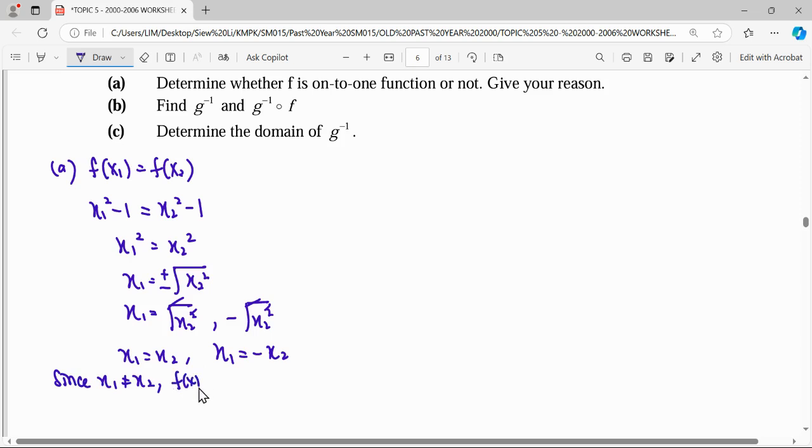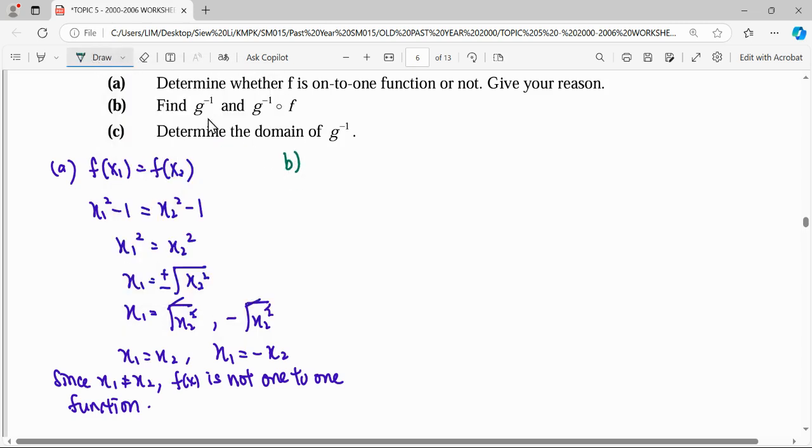Therefore, this function is not a one-to-one function. So our reason is because we're getting two answers. This is not only x1 equals x2 only.